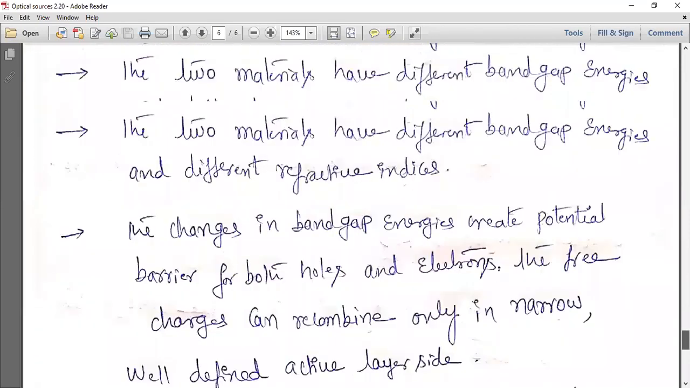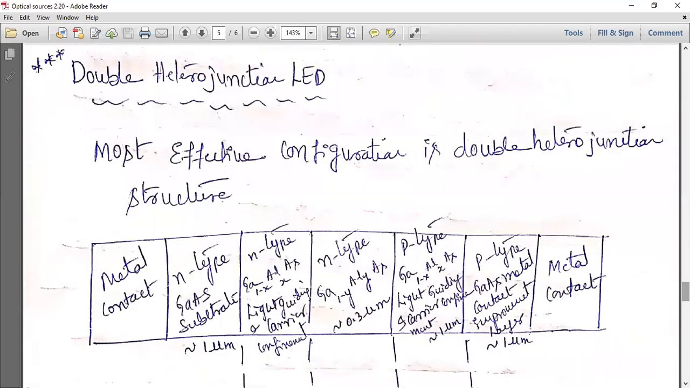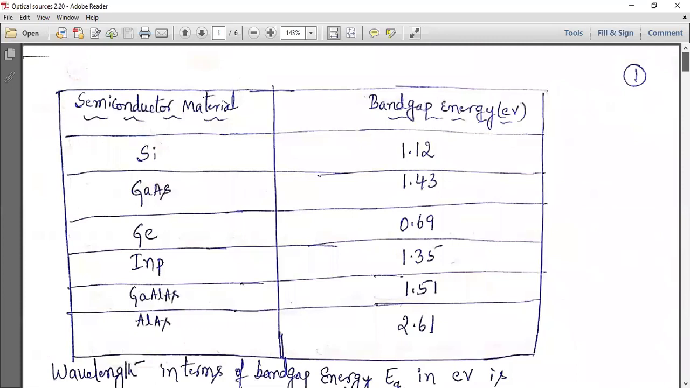There are 2 types of LED: one is a surface emitting LED, another one is an edge emitting LED. I will take that in the next class. If I take it now, I need another 15 minutes, and I'm running out of time. So I hope you have understood. Today in this class I have explained the basics related to that, and we have recapped.